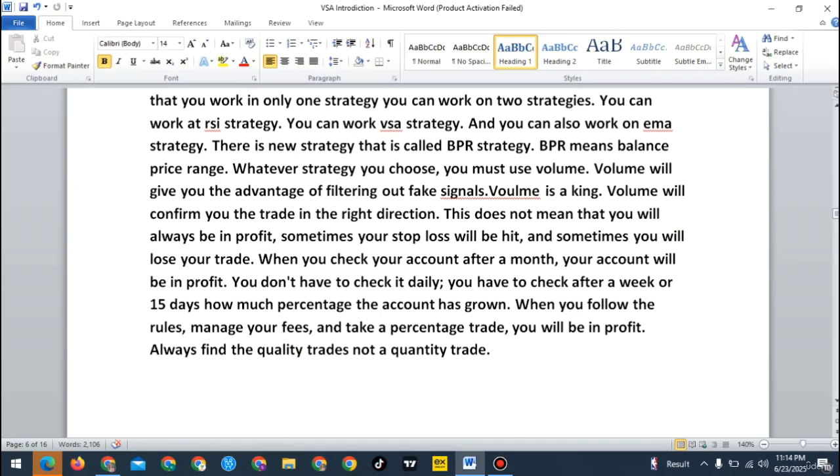When you follow the rules, manage your risk and take a percentage trade, you will be in profit. Always find quality trades, not quantity trades.